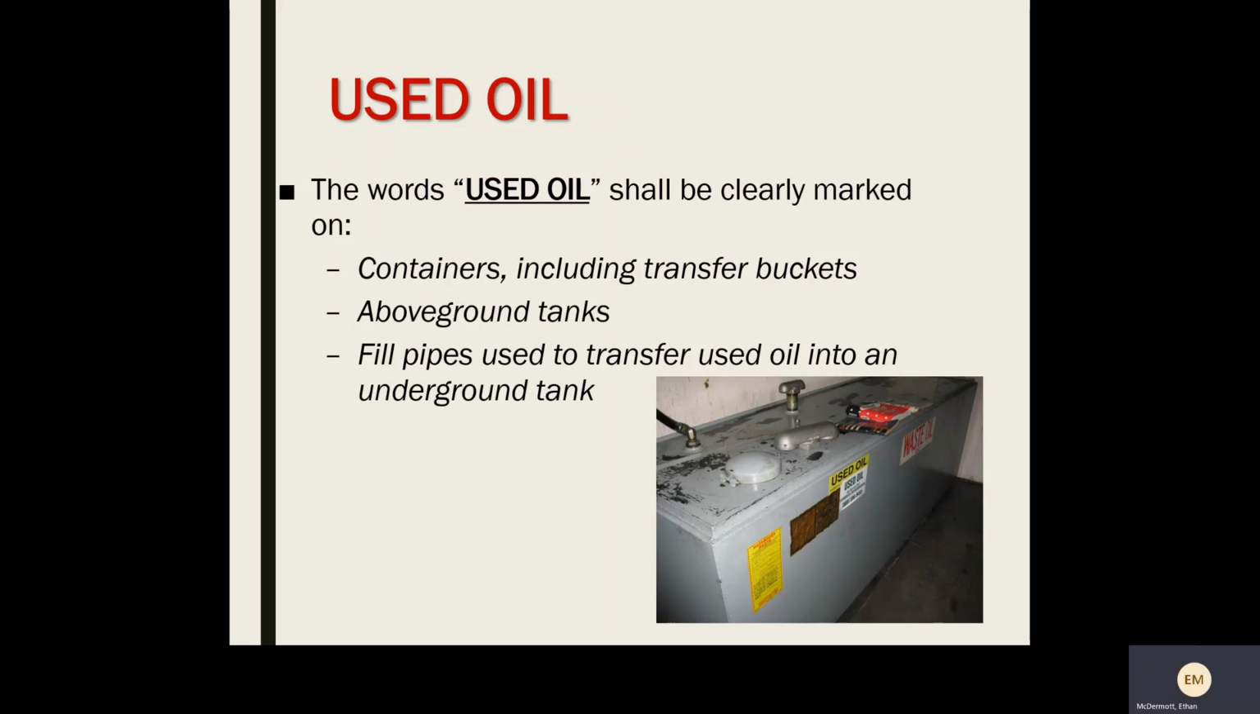For containers or tanks that hold used oil, there is an additional labeling requirement. The words "used oil" need to be clearly marked on the container or tank. This includes any transfer buckets. Some facilities may store their used oil in underground tanks, and the labeling must be marked on the fill pipe that is used to transfer the used oil into that underground tank.